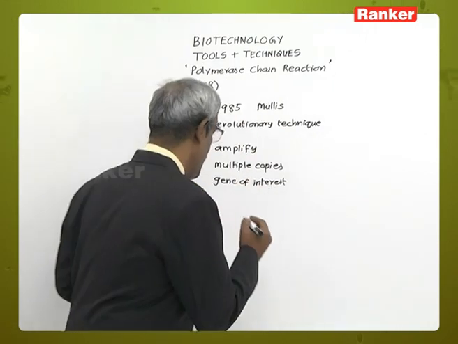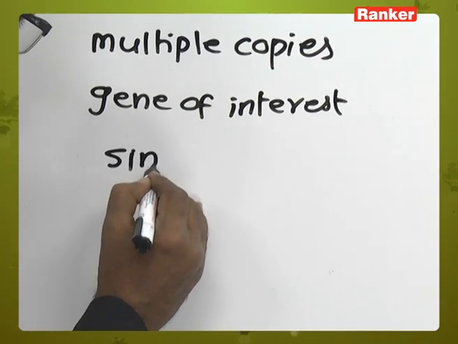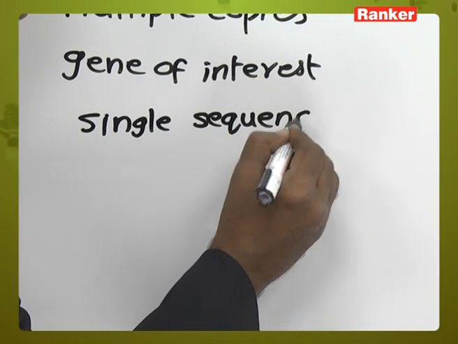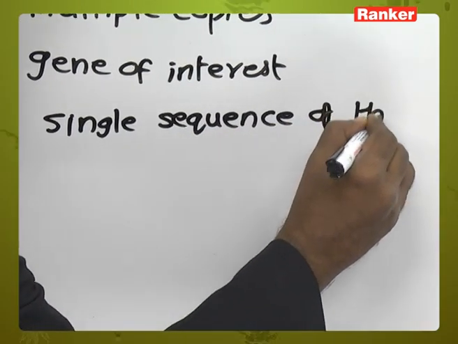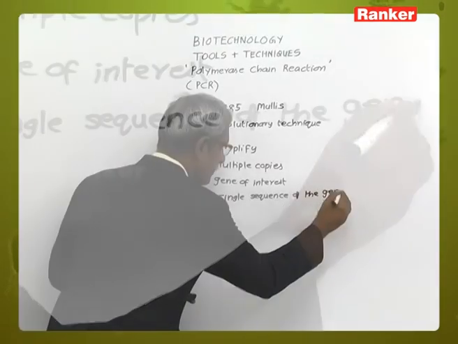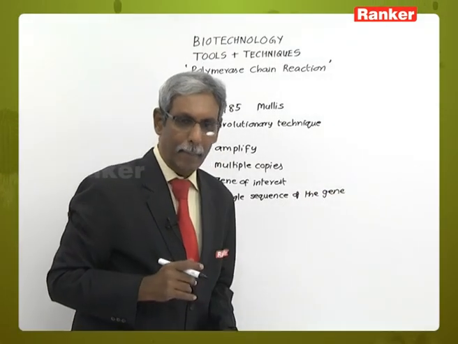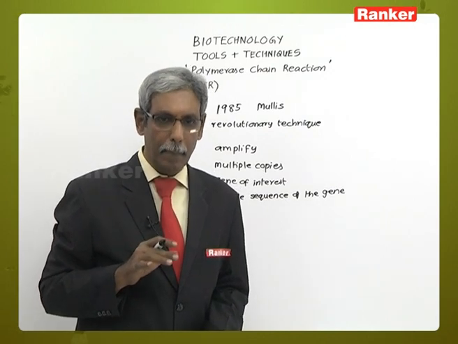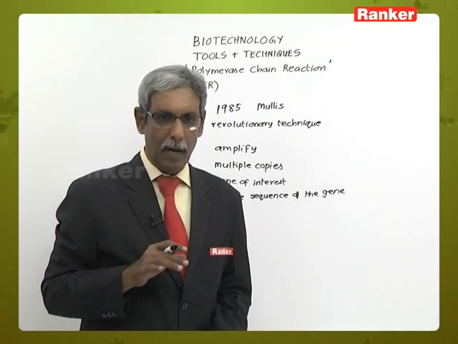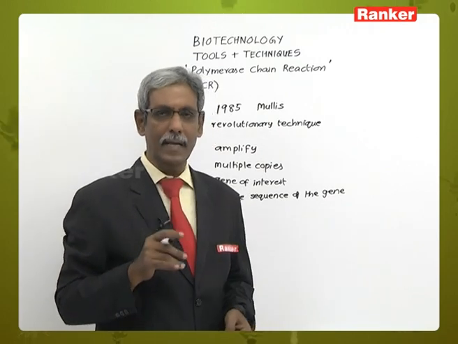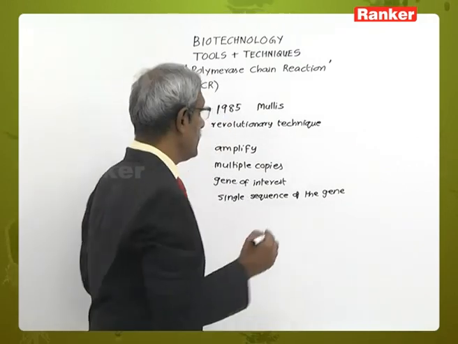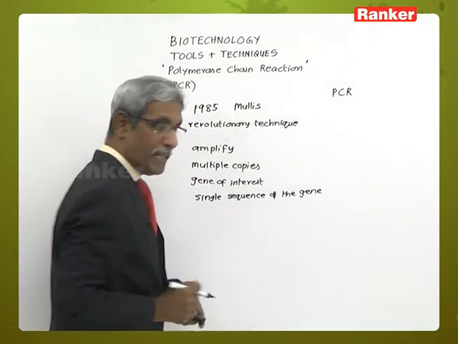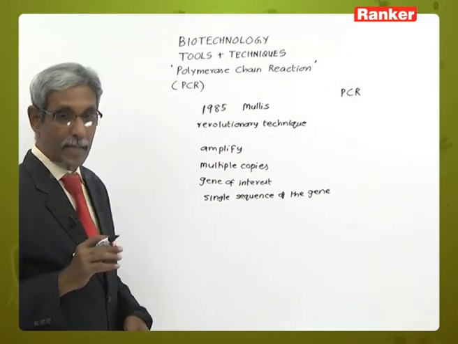We amplify a single sequence of the gene. Thereby the desired DNA, the single copy of the desired DNA, is got by the technique of PCR. Now the principle of the PCR is based on 3 steps.